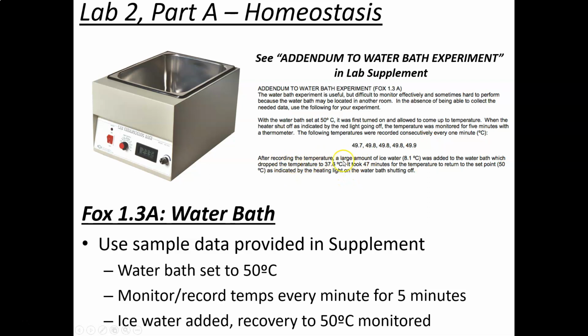Then what we did is we took a fairly large amount of ice water, which is one of the reasons why it took so long. And that was added to the water bath, which dropped the temperature down to 37.6 degrees. So we went from an average of 49.8 down to 37.6. So we dropped over 13 degrees Celsius. And then it took 47 minutes for the temperature to return to the average temperature, about 50 degrees C. So that's the data you would use for this portion of the experiment.